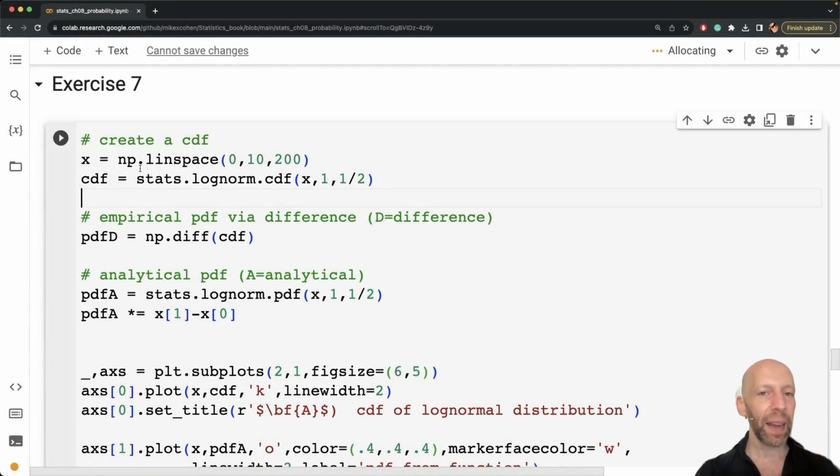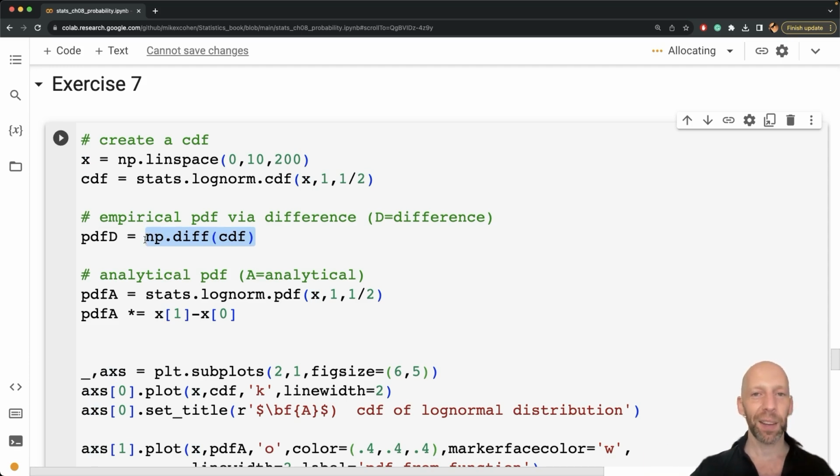Here I have the x-axis spacing, which goes from 0 to 10 in 200 points. Here is where I create the CDF using the function lognorm.cdf. So we input x and then the two parameters, location and scale. Okay, and then here I'm computing the empirical probability distribution function as the difference. So numpy.diff. And this is the computer approximation of the derivative.